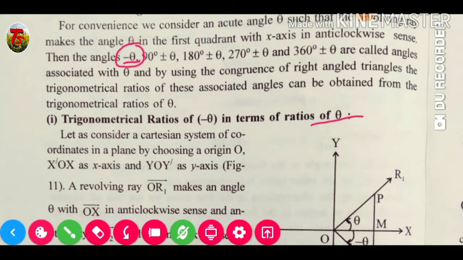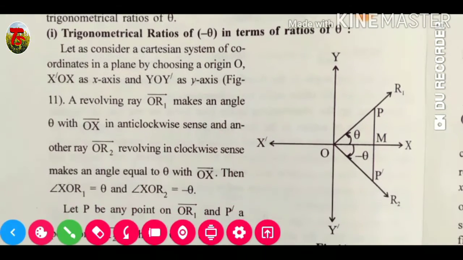So same as before, we will consider one Cartesian plane, and here you will see a revolving ray OR1. This OR1 makes an angle theta with our OX, in the anti-clockwise direction, in this direction. And another ray, OR2, is revolving in clockwise direction. It is going in this direction, clockwise direction. That means it is negative, clockwise going it is.